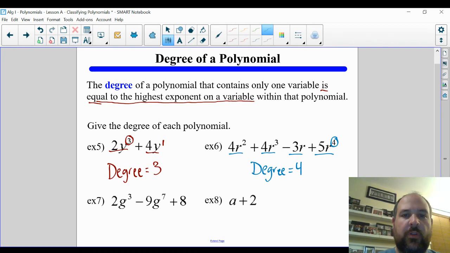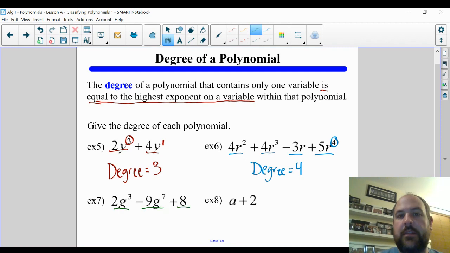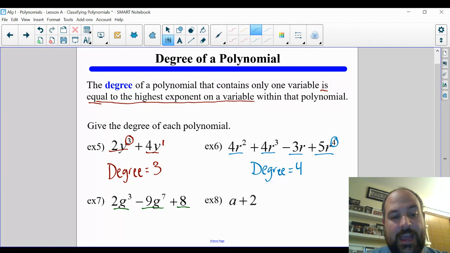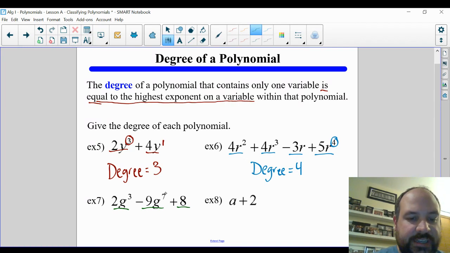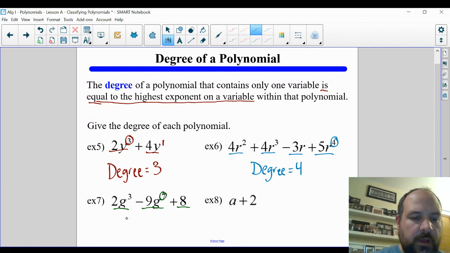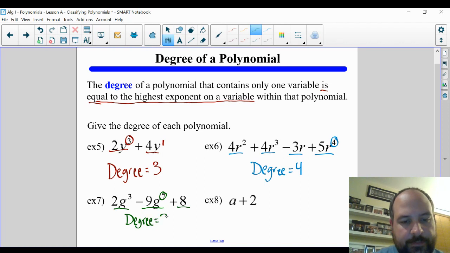If we look at number 7, 3 different terms. We have 2g to the 3rd, we have negative 9g to the 7th, and we have positive 8. The largest exponent on a variable is the 7 in our middle term, which means the degree of this entire polynomial is 7.